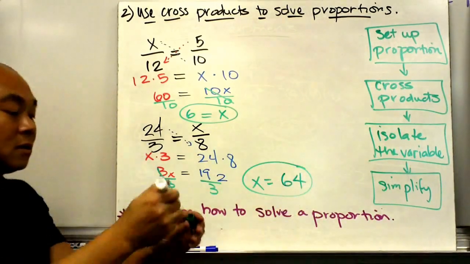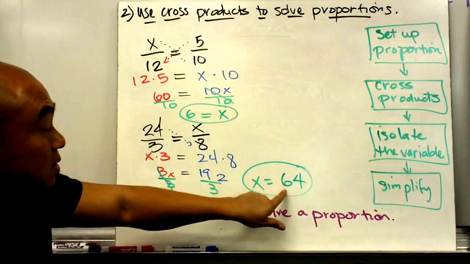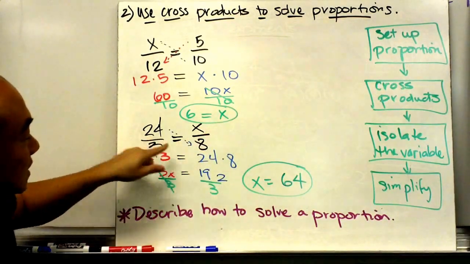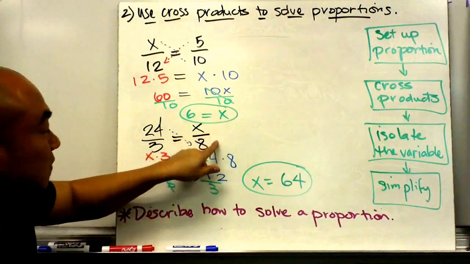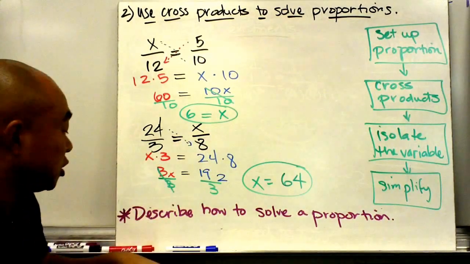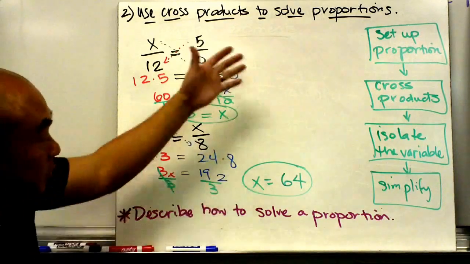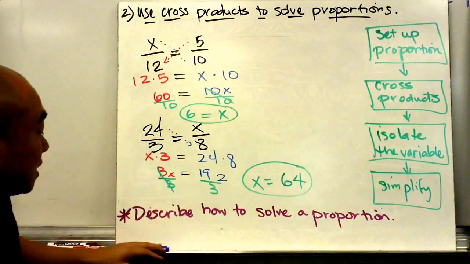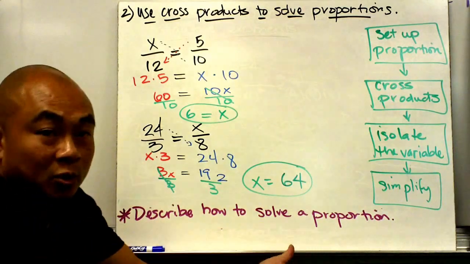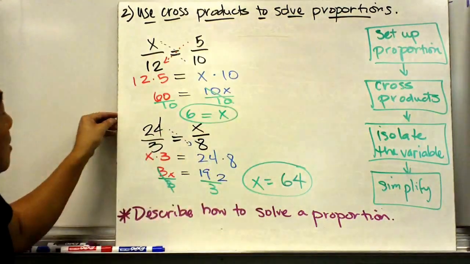Alright, and again, just so that we understand what this means, 64, if I place 64 back in here, 24 thirds is the same as 64 over 8. Okay? They're both proportional. They're the same equal ratio. So after we're done here, the question I'm going to ask you is, and you should be able to figure this out, is I want you to describe how to solve a proportion. Okay? Just like what we did here.